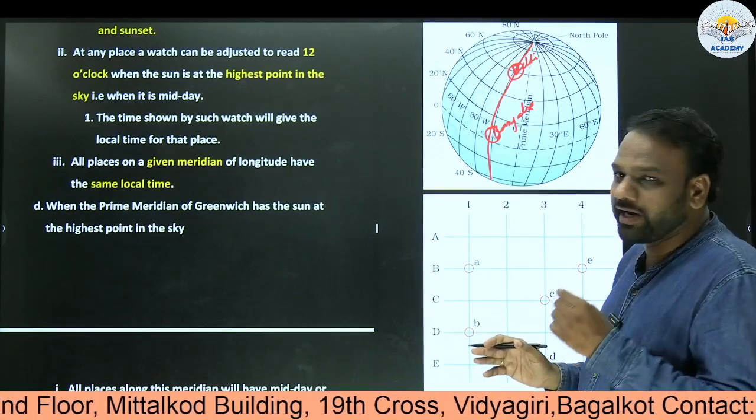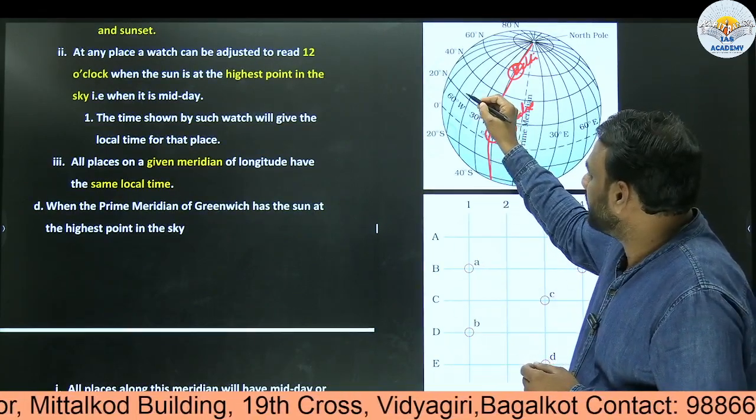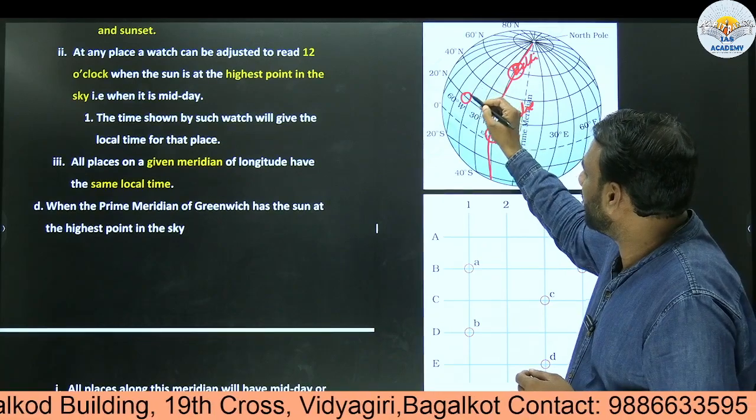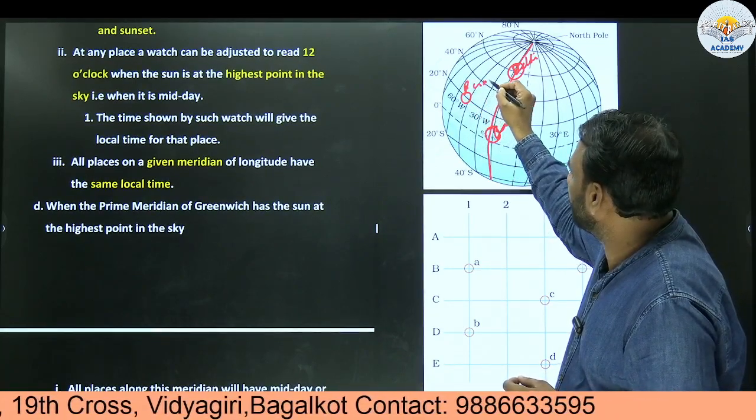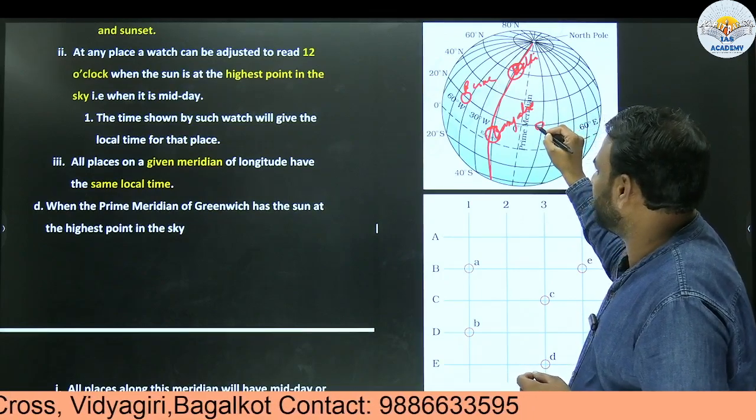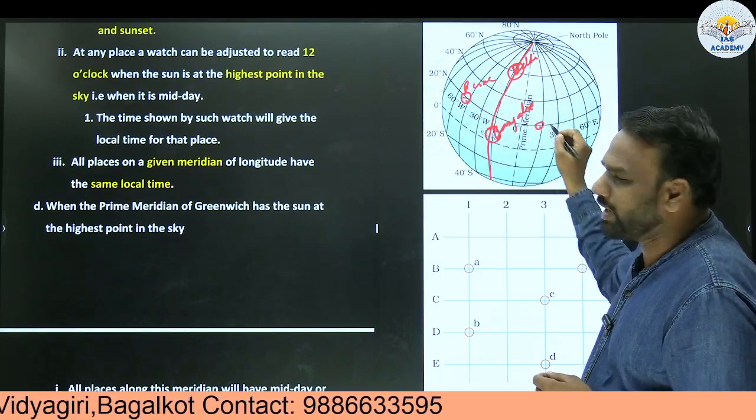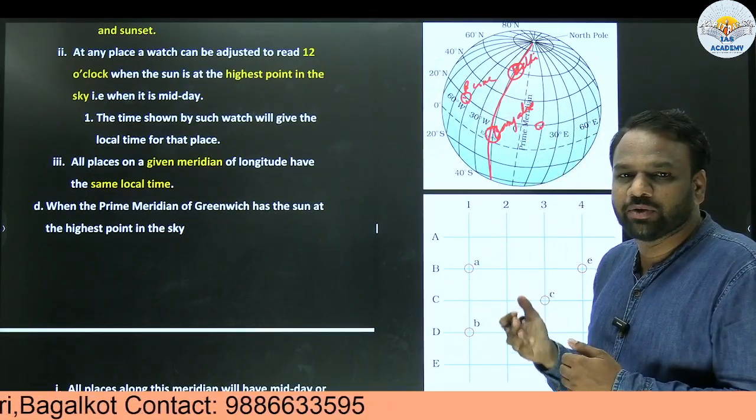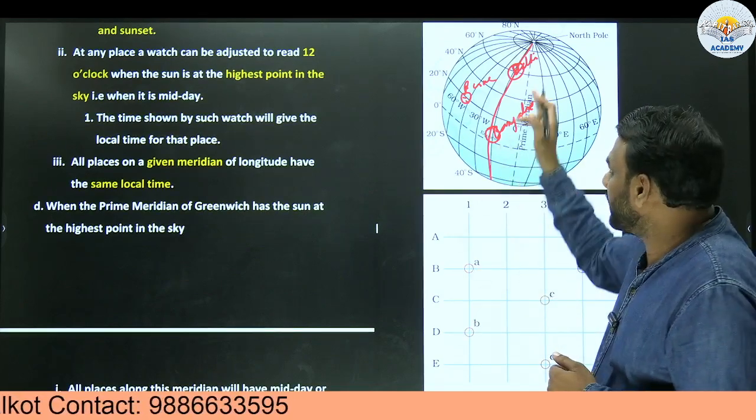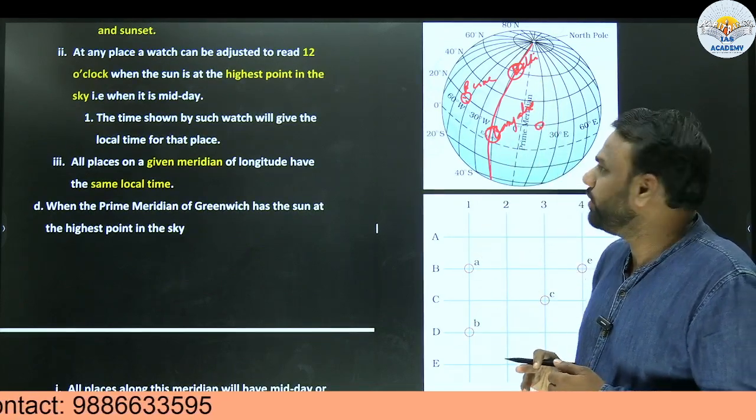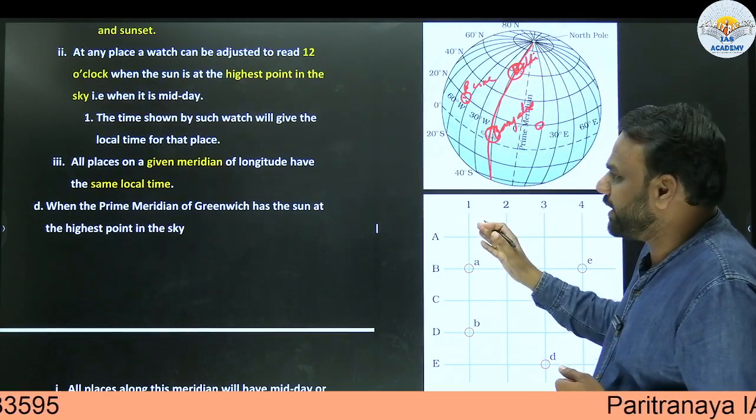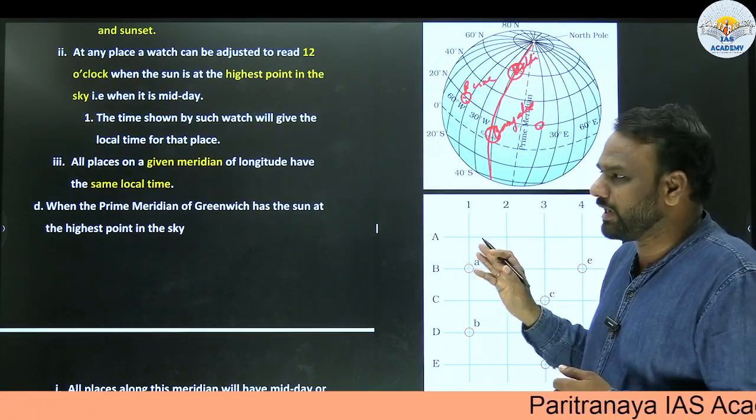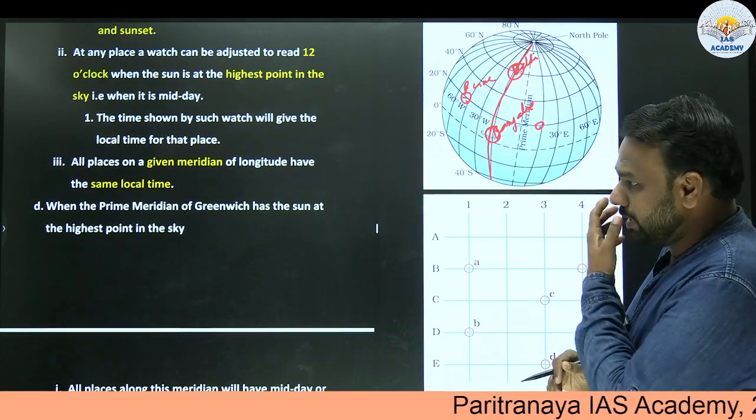But if two places are located on the same latitude, let us assume here we have one city, I'll call it Pune, and another is some other city, will both of them have the same local time? No, because latitudes do not have any relationship with time. Only longitudes do. So in this example, Delhi and Bangalore, as they are located on the same meridian, will have the same local time.